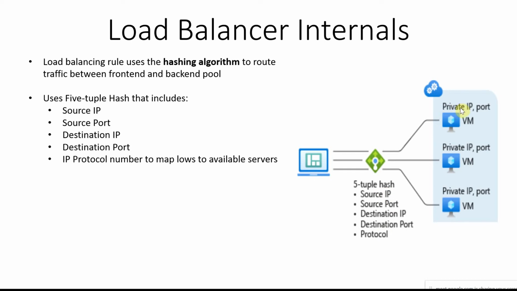For example, here if you see the diagram, this VM will have a private IP. Private IPs will be unique. That itself is a unique combination. But if you combine that with a port, that will be even more unique. And if you combine that along with the source from where you're getting the traffic, that will be even more unique, and of course, with the protocol, it will be 100% unique.